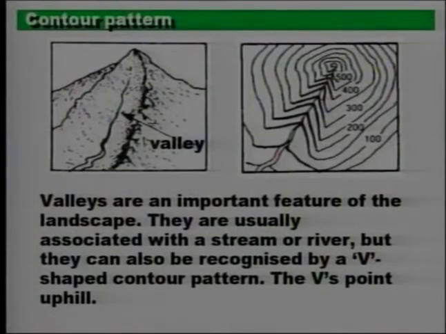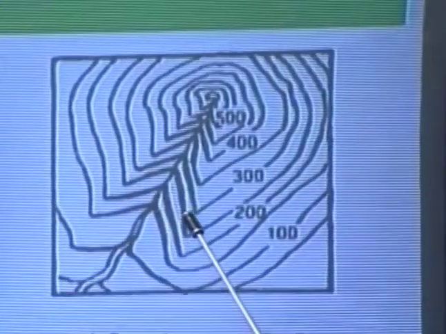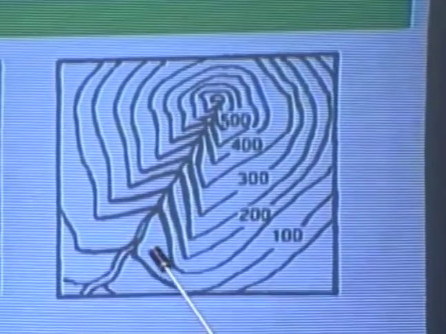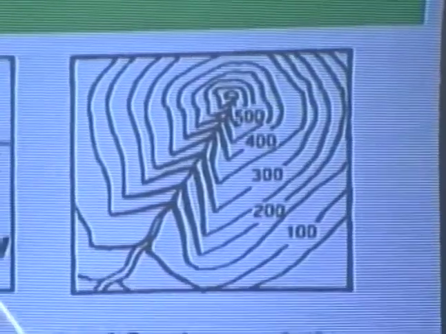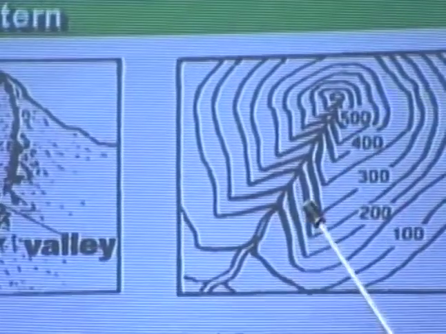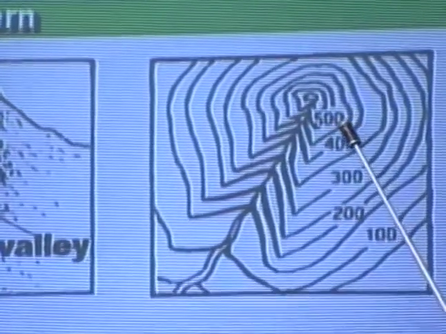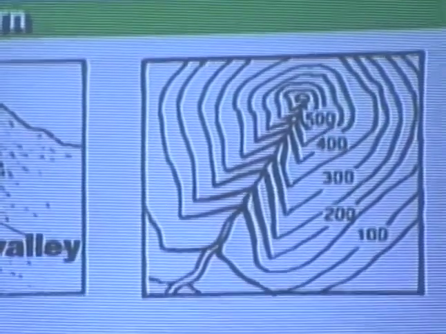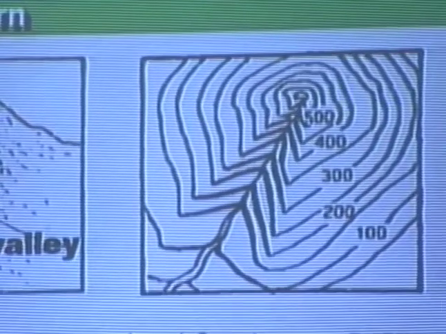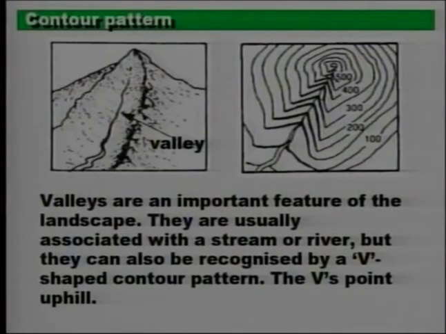Valleys are an important feature of the landscape. They're usually associated with a stream or river, but they can also be recognized by a V-shaped contour pattern. The difference between a ridge and a valley is that the V-shaped patterns of the valley will usually point uphill. So the V points uphill, whereas in the ridge, the V points downhill. Again, you can tell whether you're going uphill or downhill by looking at the values of the contours.